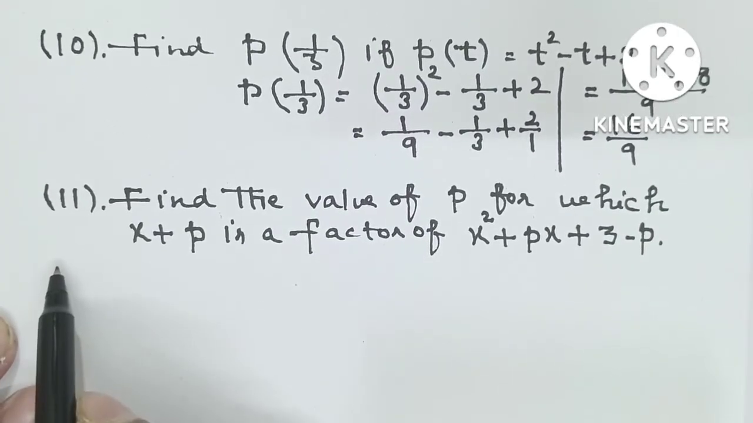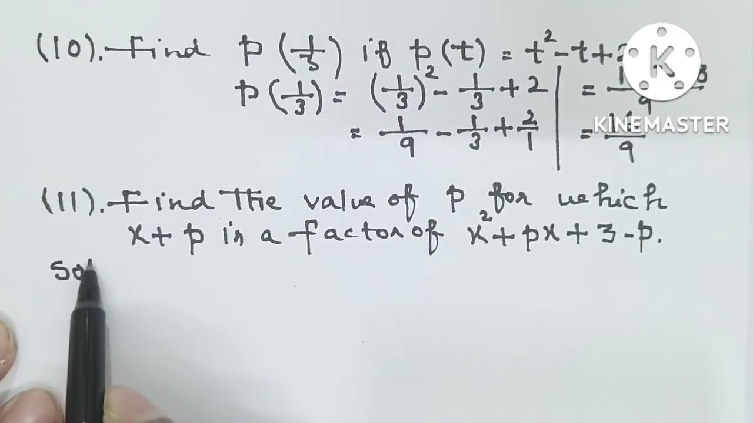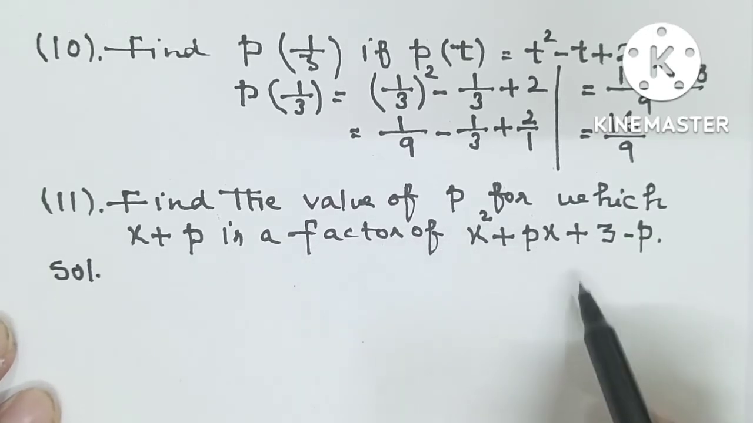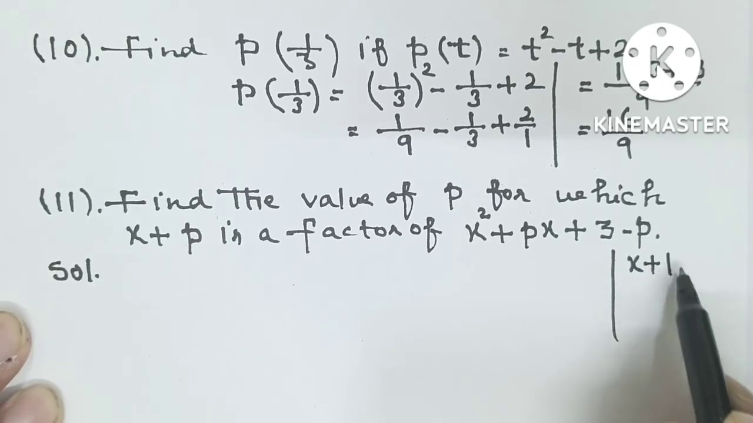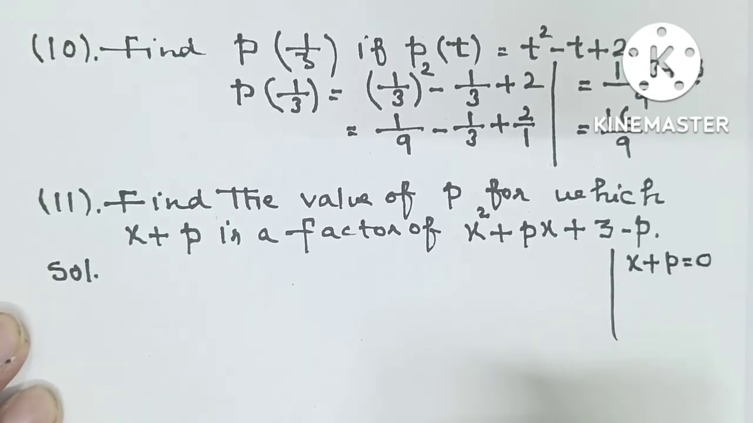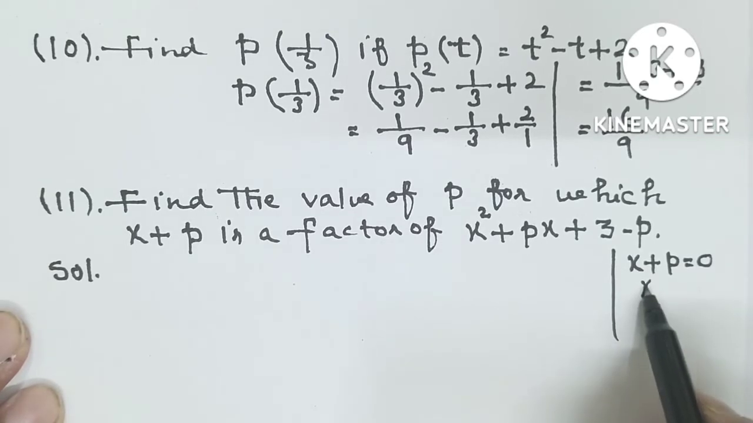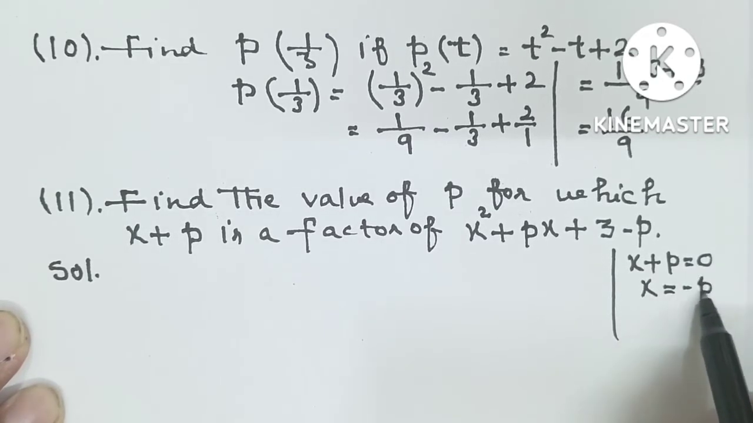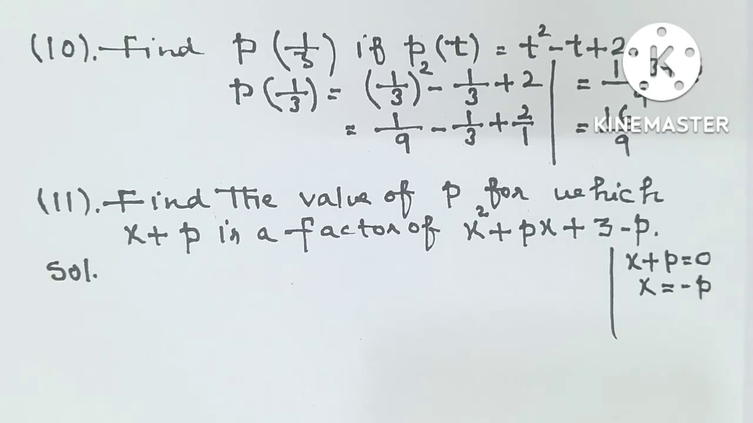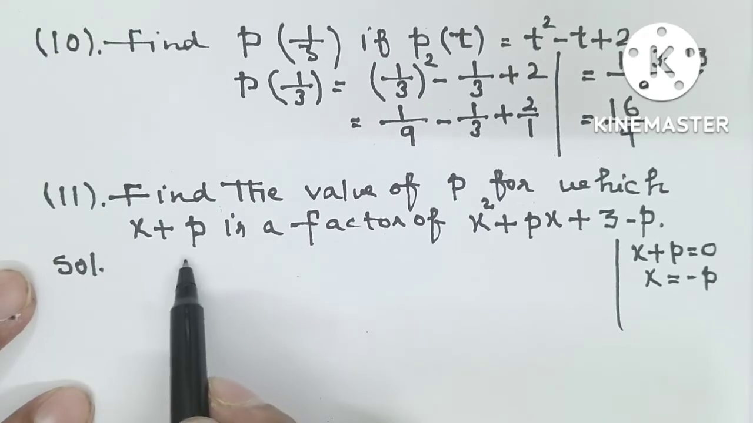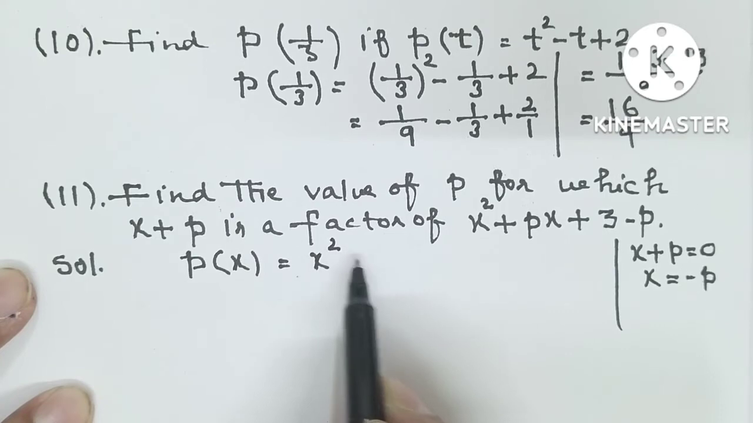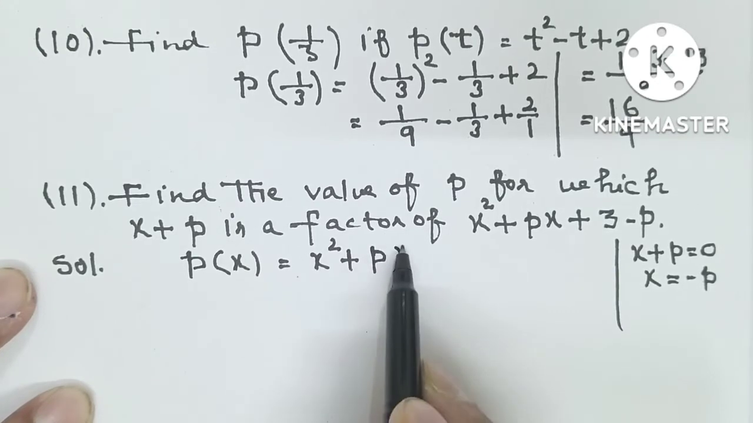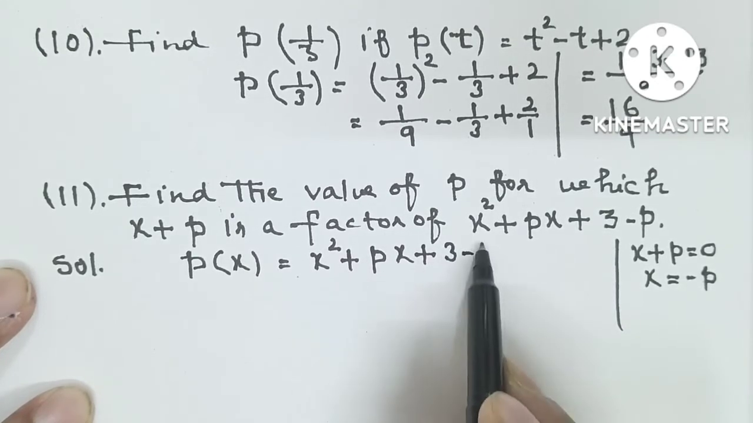The next question is, find the value of p for which x plus p is a factor of this. Since x plus p is a factor of the given polynomial, x plus p will be equated to 0 in the rough work. X is equal to minus p. So we can say that minus p is the zero of this given polynomial. So what is the polynomial? P of x is equal to x square plus px plus 3 minus p.